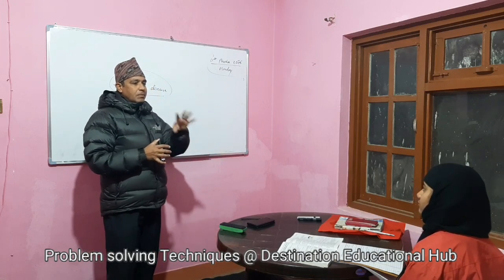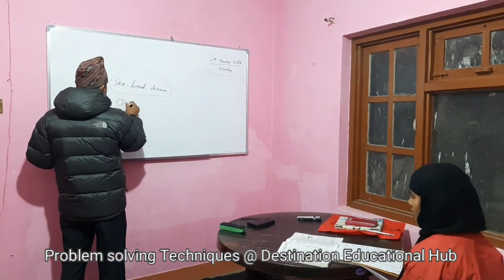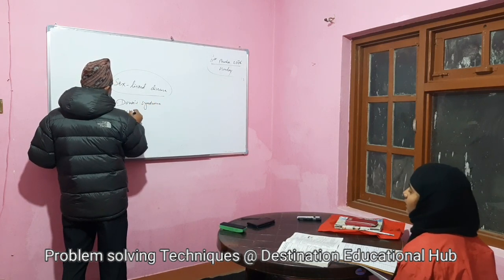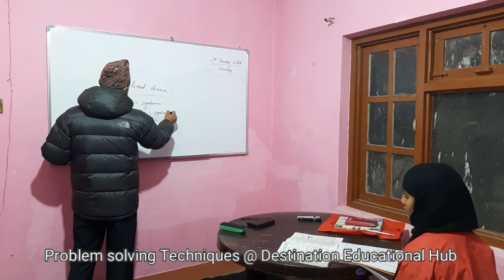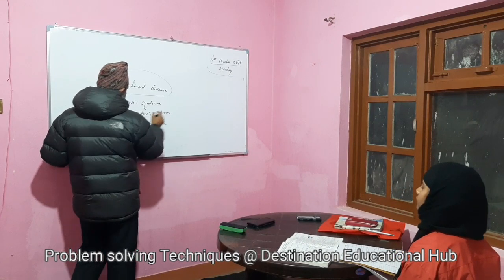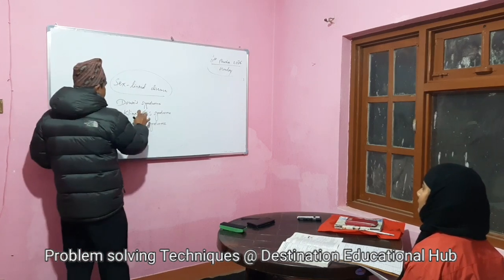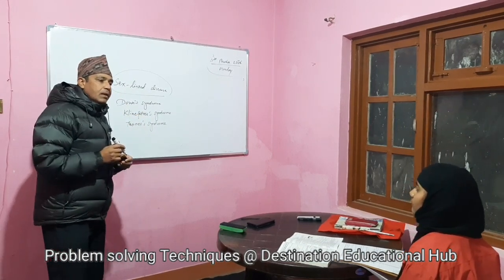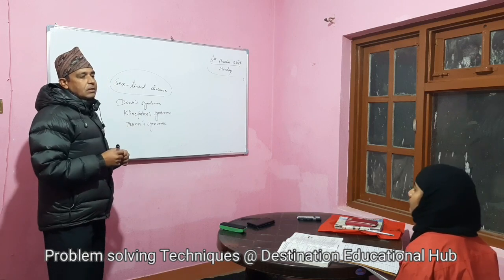But in our course, we have studied mainly three chromosomal disorders. What are they? Down syndrome, Klinefelter syndrome, and Turner syndrome. How many are there? Three. So, Down syndrome can be seen in male and female. Klinefelter syndrome is seen in male only. Turner syndrome is seen in female only.